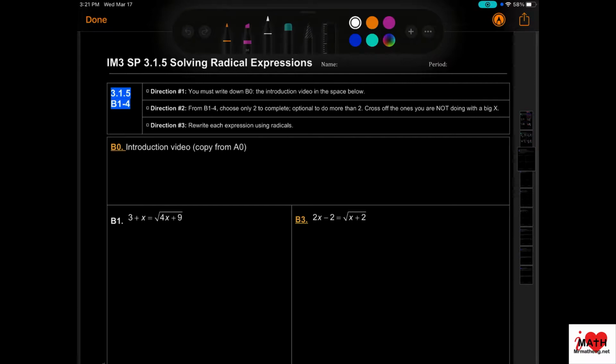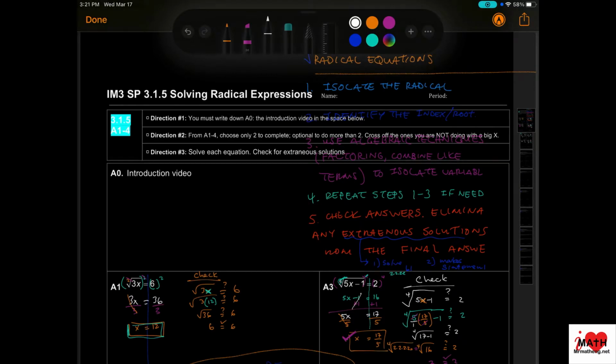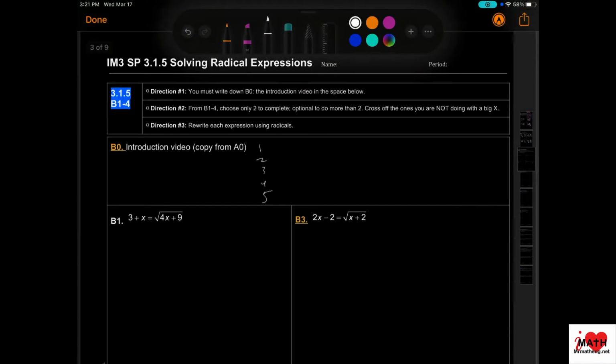All right, let's go over B. In the intro, you're just supposed to copy the 5 steps from A0 there. You can press pause and do that, or hopefully you just copied it from above. And it tells you to copy down B0, and then from B1 to 4, only pick 2, but of course I'm going to go over all of them.